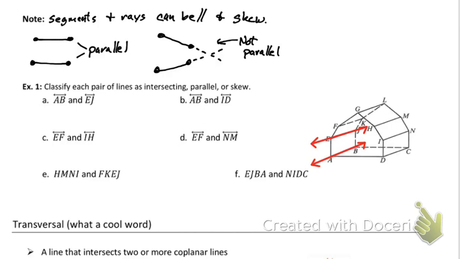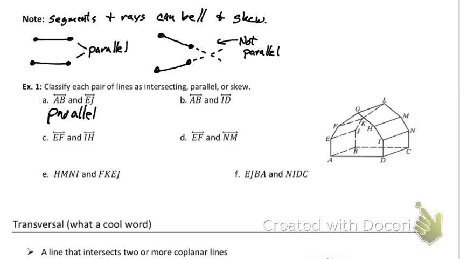Sam, those are parallel. They're running the exact same direction. They're not intersecting. They're actually on the same plane. We can see they're both on A, B, J, E. So they're on the same plane. They don't intersect, so they must be parallel. So these are parallel.